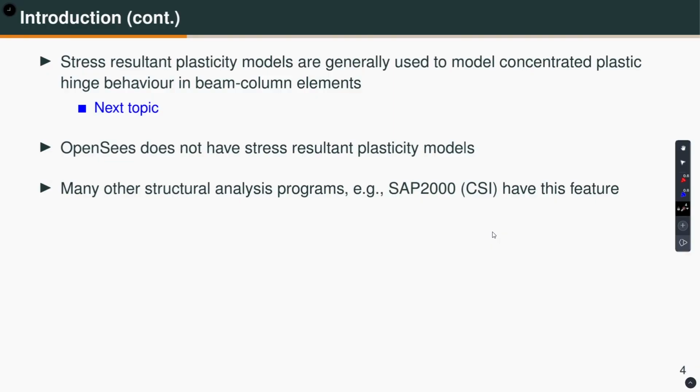In this lecture, we will see how we can extend this or find ways to model PMM. PMM means axial force, moment about one axis, let us say the major axis, and moment about the other axis, the minor axis bending, for realistic steel as well as reinforced concrete cross sections. Note that the stress resultant plasticity models that we have been discussing with associated flow rule are generally used to model concentrated plastic hinge behavior in beam column elements.